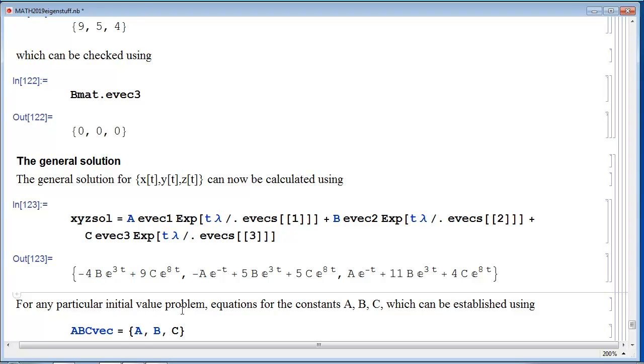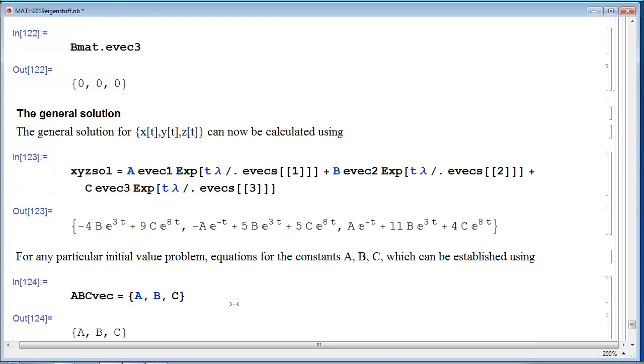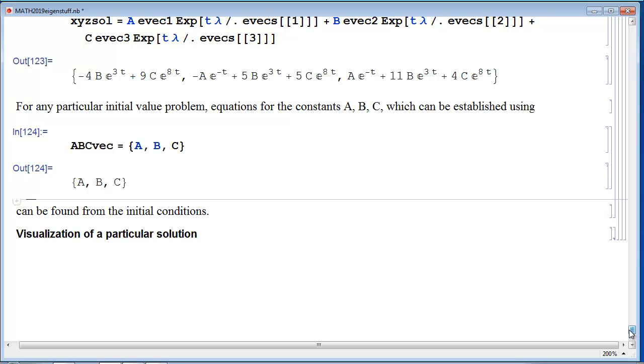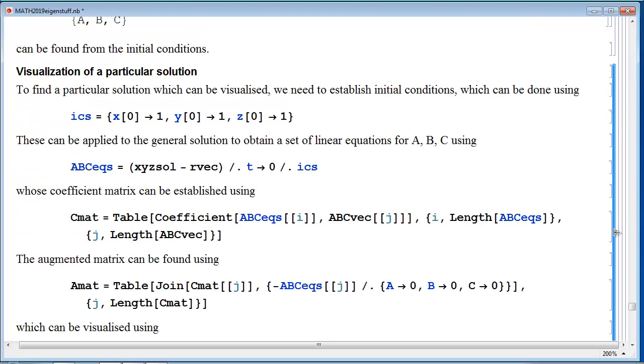So if we had any particular problem, we would now have to find equations for the constants a, b, and c from the initial condition. So let's establish those as a vector, and as I say, found from the initial condition. So let's just do one of these quickly just to see what it looks like.